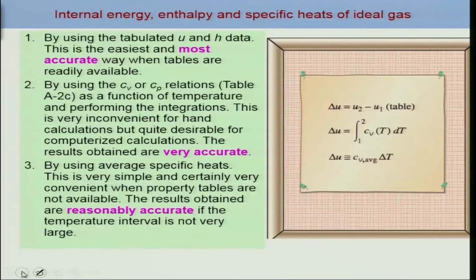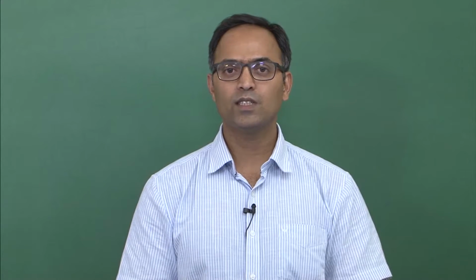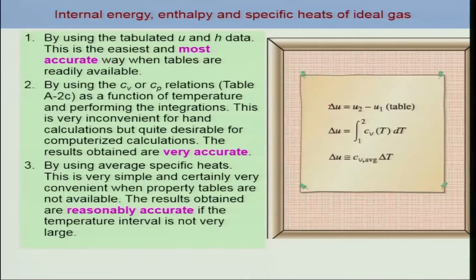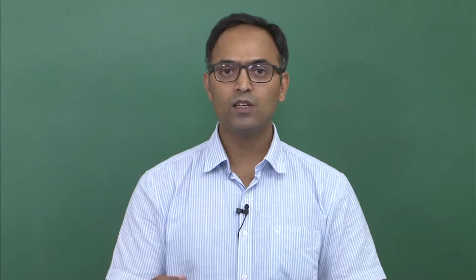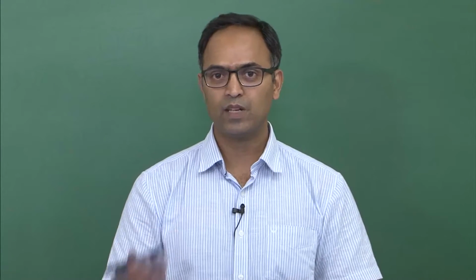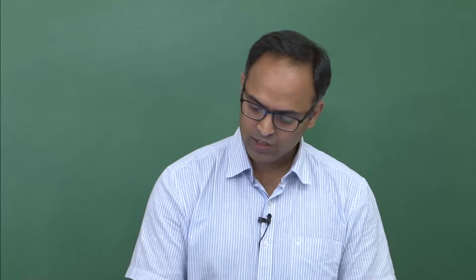So let's summarize the different methods to obtain changes in internal energy and enthalpy. As we discussed, there are three possible ways. One is to directly use the tables, which is going to be much easier and is one of the most accurate ways. The other is to take the expression of Cv as a function of temperature, where polynomial functions are used, and then integrate it. It's time consuming and sometimes cumbersome, but it's still very accurate.